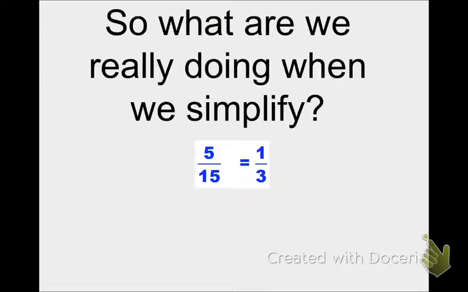Okay, so why are we worrying about ratios and why are we simplifying fractions and so on? Let's look at this problem right here in blue. We have 5 over 15 equals 1/3. This is a fraction that got simplified to 1/3. So this is actually a proportion if we see it written this way.